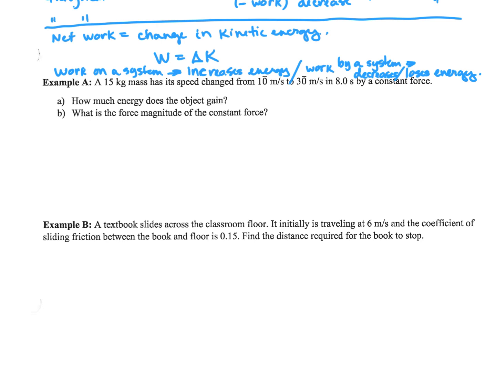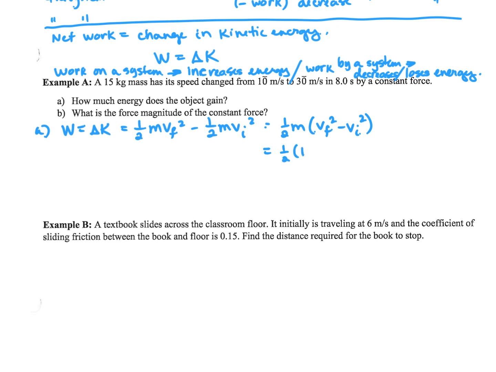Work, which is energy gained, is going to be the change in kinetic energy. So that is going to be 1/2 mv final squared minus 1/2 mv initial squared. Okay, well, we can take the 1/2 m out. So v final squared minus v initial squared. So we're just going to plug in now. 1/2 the mass, which is 15, times the final was 30. Square that, minus 10 squared. Notice that we square before we subtract.